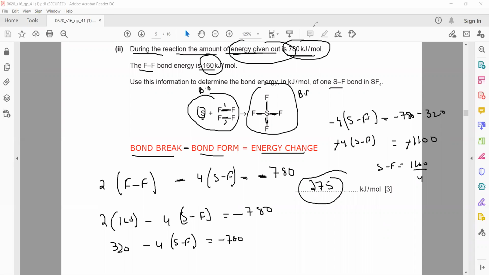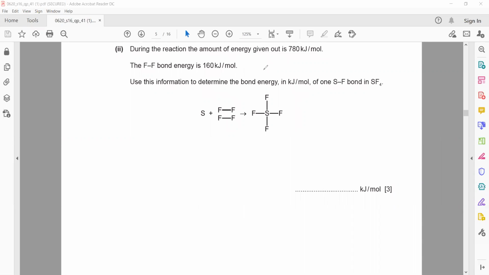Is it clear? In this question, they asked for the bond energy, not the energy change. So during a reaction, energy is given out. So the energy change, or delta H, is minus 780. This is the bond breaking side. How many bonds are we breaking? We are only breaking 2 fluorine bonds, and this will be 2 multiplied by 160, which is equal to 320.